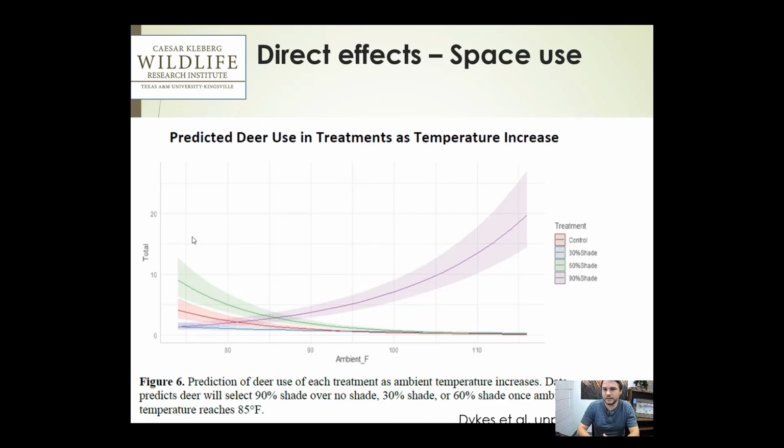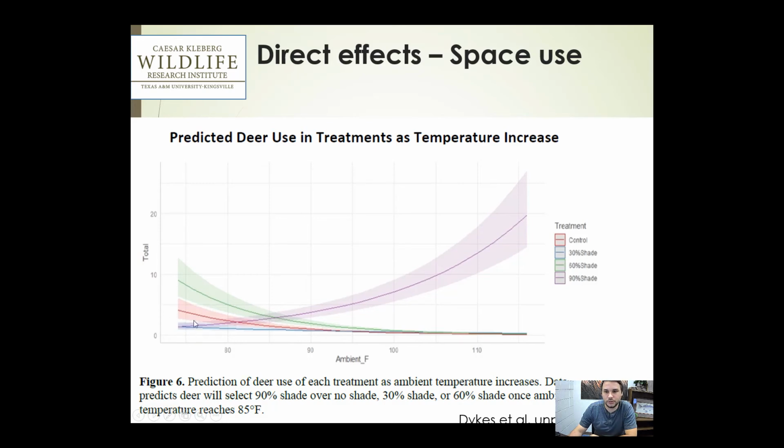Another direct effect is how organisms are using their space. This is some data from Jacob Dykes, PhD student here at CKWRI, and he is using experimental pens during extremely hot periods of the summer to see how deer are selecting different levels of shade, varying from no shade all the way up to 90% shade. And what's interesting about these relationships on the y-axis is basically the selection of these sites, is that not all shade is made equally.